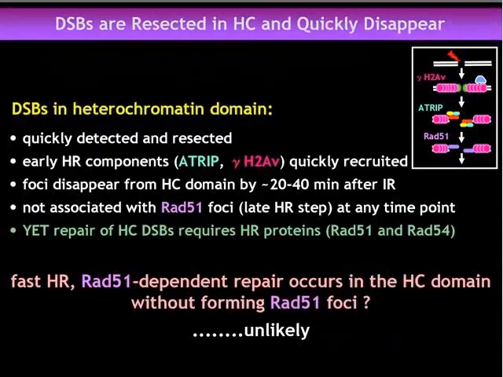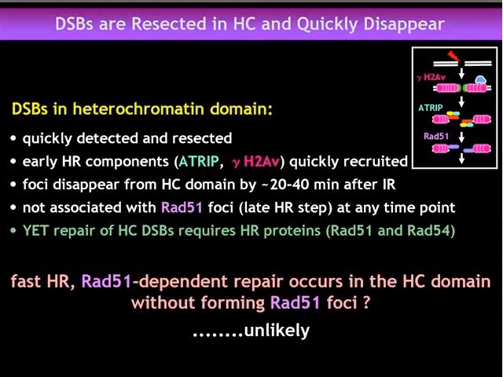So from a lot of work, we've discerned that within the heterochromatin domain, double-strand breaks are very quickly detected and resected, and that early components involved in homologous recombination, such as ATRIP, are quickly recruited to these sites. However, these foci disappear from the domain by about 20 to 40 minutes after radiation, and they're not associated with Rad51 foci, that is, proteins involved in late homologous recombination, at any time point. And yet, we've shown genetically that the repair of double-strand breaks in the heterochromatin domain does require Rad51 and Rad54.